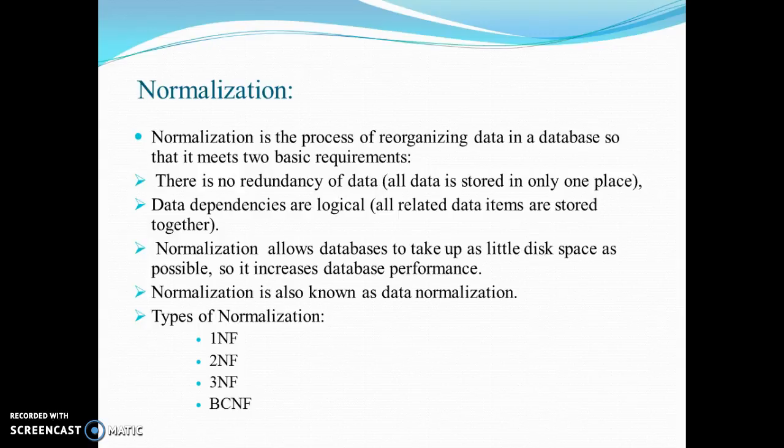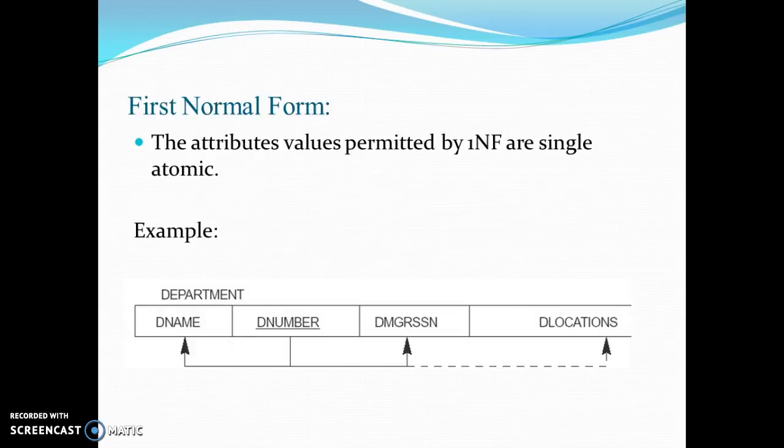Normalization is also called data normalization. There are different types of normalization forms out there. First, 1NF, 2NF, 3NF, BCNF. Okay, and normalization is a process through which we can make different types of relations in the relational model. So now, it is the first normal form.